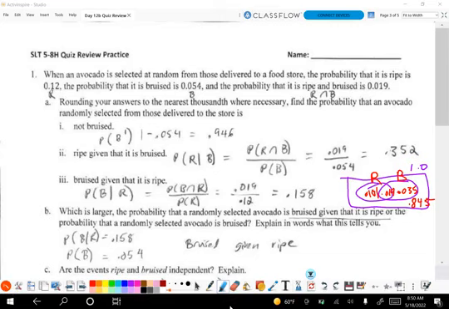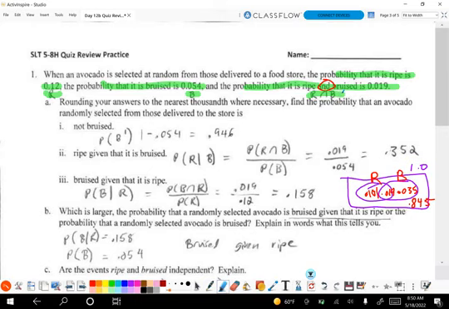The first problem has to do with an avocado selected at random, delivered to a food store, where the probability that it is ripe is 0.12, and I'm marking that as R for ripe. The probability that it is bruised is 0.054, that's going to be for a bruised avocado. And the probability that it is ripe and bruised, notice the word and, means that that is the intersection of ripe and bruised. That's going to be marked as ripe intersection with bruised.